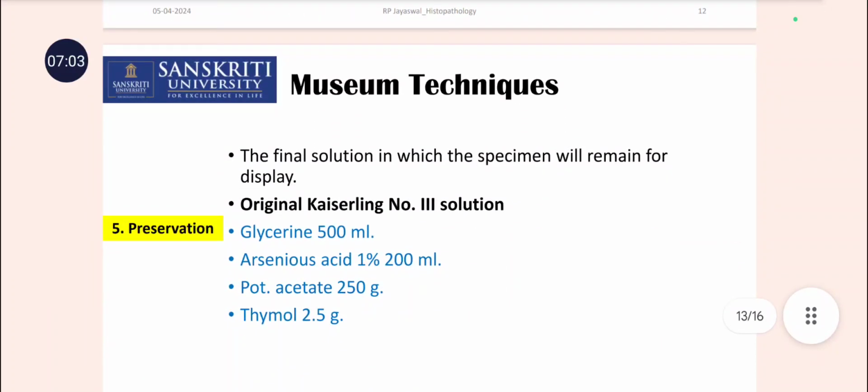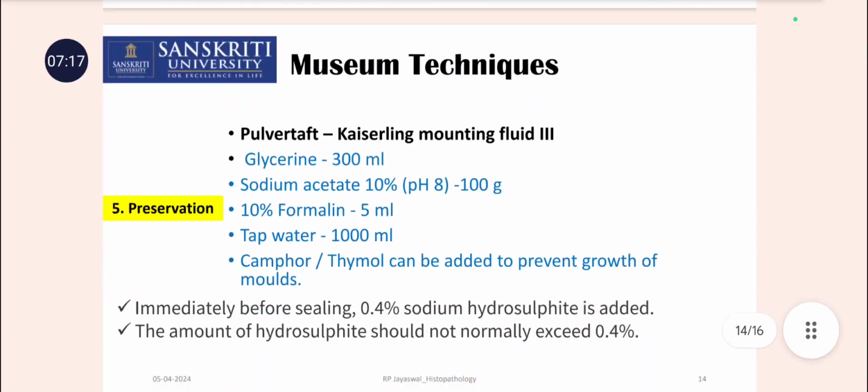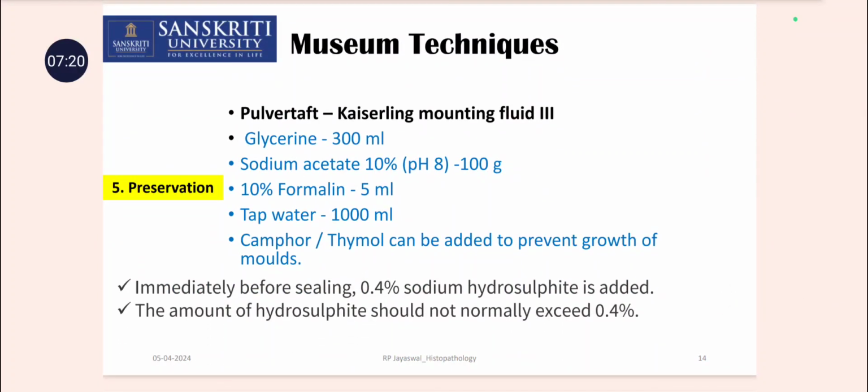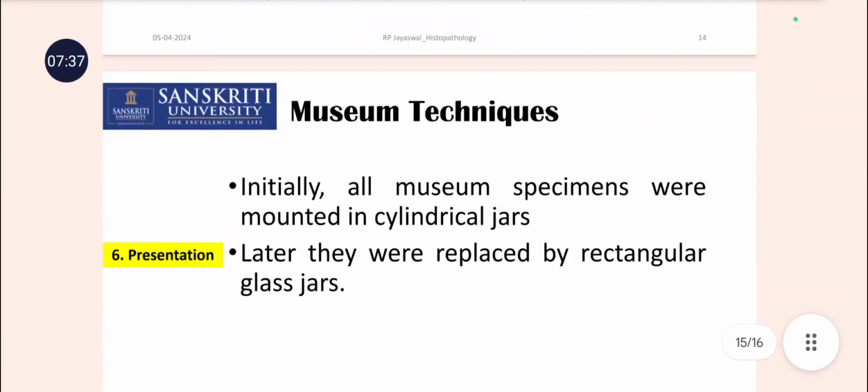If the specimen is left too long in alcohol, the color will fade and this effect is irreversible. Now preservation. The final solution in which the specimen will remain for display is Kaiserling solution third. We use glycerin, arsenious acid, potassium acetate, and thymol. For preservation, Pulvertaft Kaiserling mounting fluid third is recommended. These are the ingredients, and immediately before sealing, 0.4% sodium hydrosulfide is used. The amount of hydrosulfide should not normally exceed 0.4%.